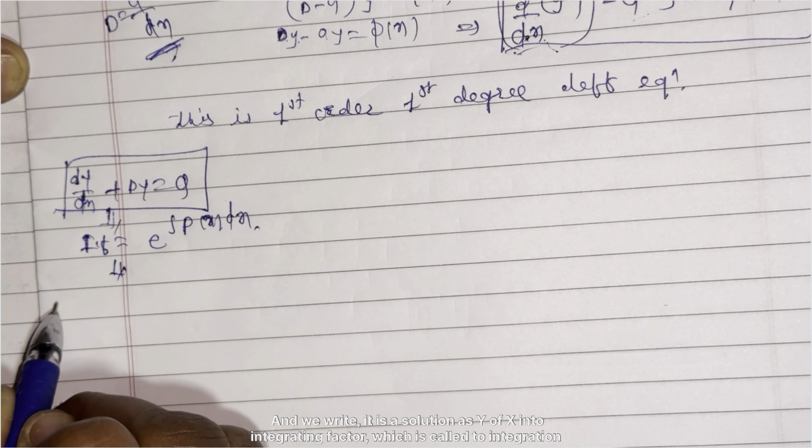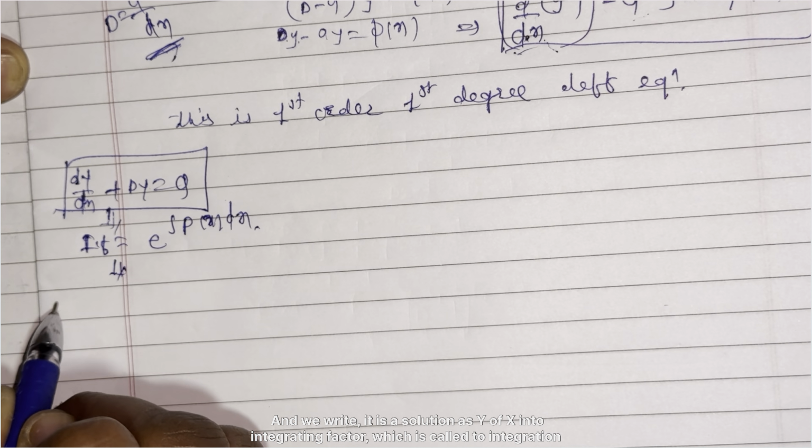Now observe that dy/dx plus py is equal to q. The value for p we write as minus a. Compare this one, py, with minus a y, so we write p as minus a, and q of x is equal to phi of x, so we write q as a phi of x. So I got the value for p as minus a, q as a phi of x, by comparing with this linear differential equation of first order first degree.